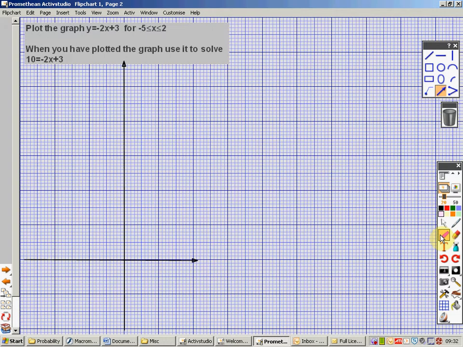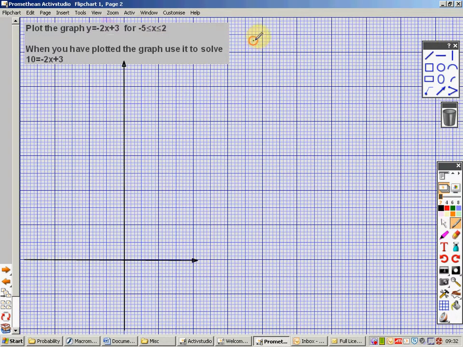Okay, this time, plot the graph y equals 2x minus 3, and it's for x from minus 5 up to 2. So the first thing I'll do is make my table of values.